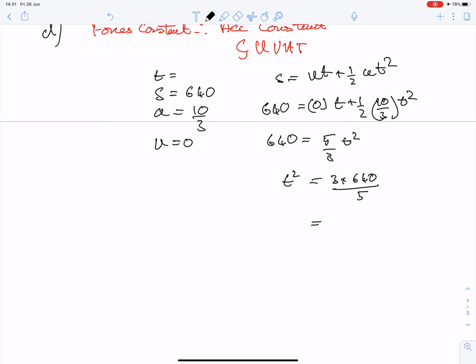Well, dividing by 5 is like dividing by 10 and multiplying by 2. So we get 6 lots of 64, which is 360 plus 24, so that's 384. So t is equal to the square root of 384, which is going to be a little bit less than 20. So we check that in a calculator, 19.6 seconds.